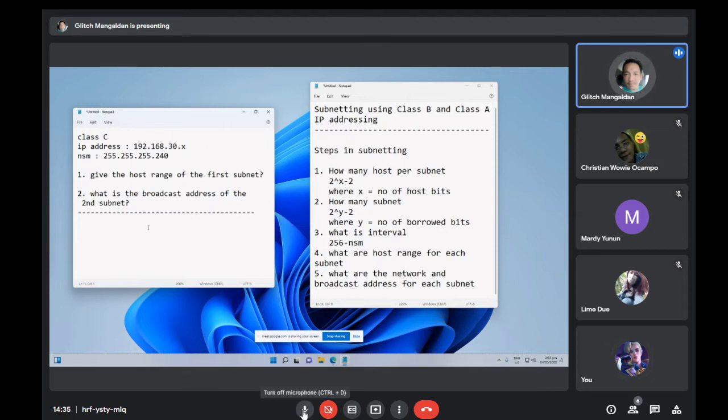Yes, we will base it on 240. Very good. Now, which of these questions or steps will we start with? Are we going to start with number 1? Can we answer number 1 for this question?